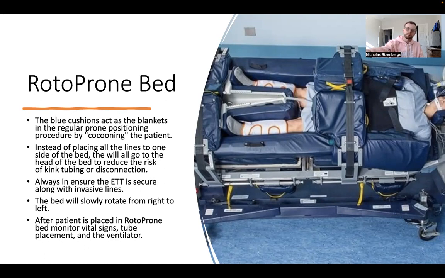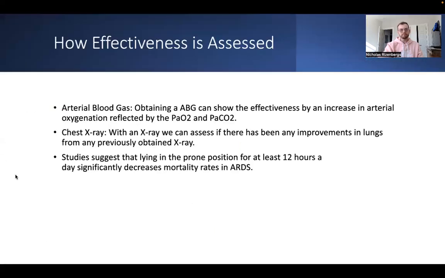My picture kind of cuts it off, but there's a little halo circle around the head there. All the lines will go through that. Always ensure the ET tube is secure along with the invasive lines. Again, airway protection is going to be a big deal. The bed will slowly rotate from left to right. That's doing that proning and moving that blood flow. After the patient is placed in the rotoprone bed, monitor vital signs, tube placement, and the ventilator. That pre-turn checklist still applies for the rotoprone bed.